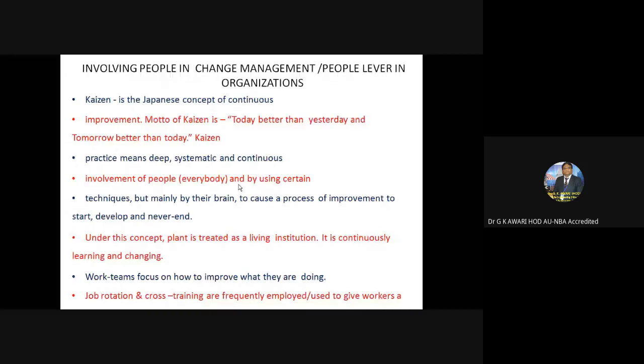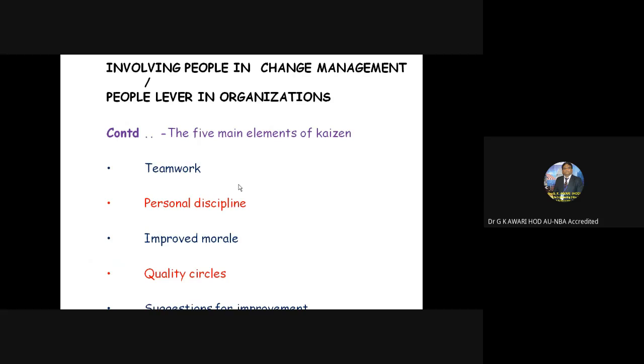Under this concept, the plant is treated as a living institution. It is continuously learning and changing. Under Kaizen technology, job rotation and cross training are frequently used to give workers a complete perspective of production processes. The 5 main elements of Kaizen are teamwork, personal discipline, improved morale, quality circles, and suggestions for improvement, which is an essential part of change management.